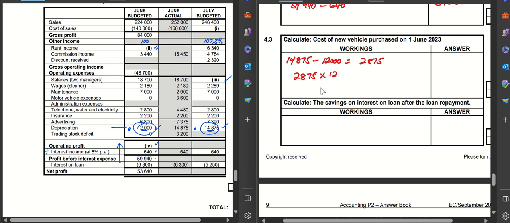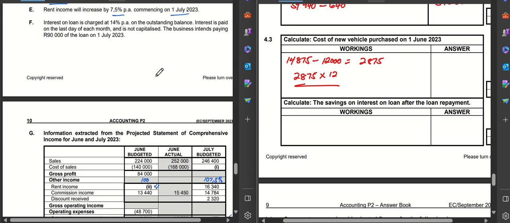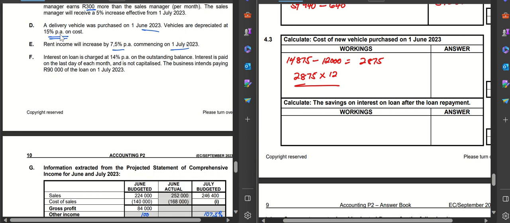All right, so you take that depreciation, you multiply by 12, and then you divide it by the depreciation rate, and the depreciation rate is 15%, which is 0.15. And then that will give you your cost of the new vehicle, which is 230,000. Here I just tried to summarize the calculation. So I just took the depreciation, multiplied by 12, divided by the depreciation rate. That is what I simply did here.